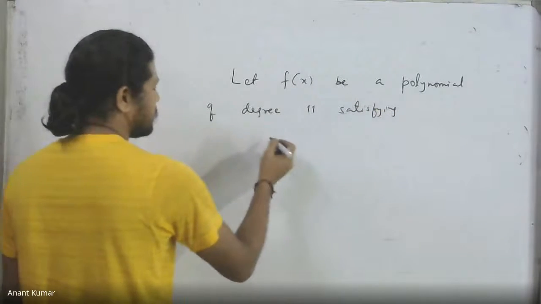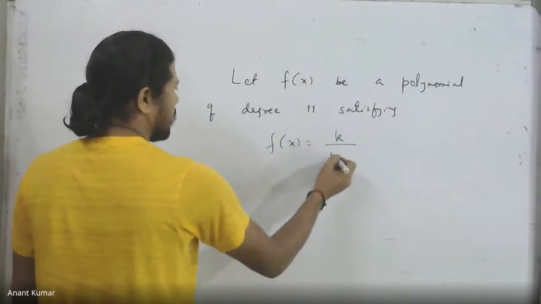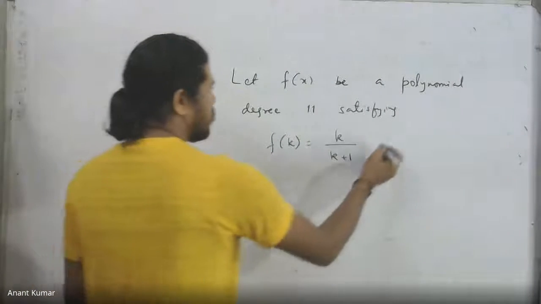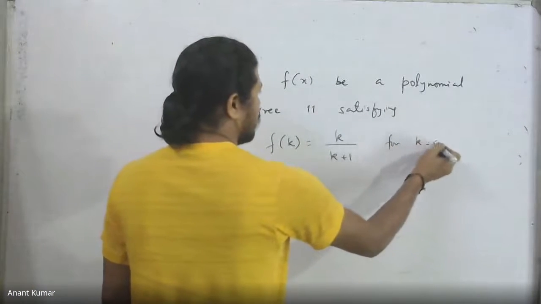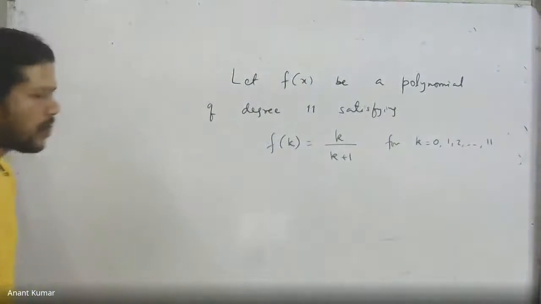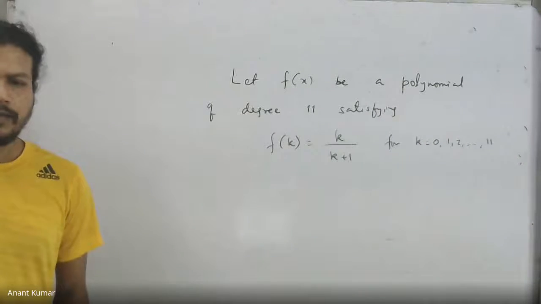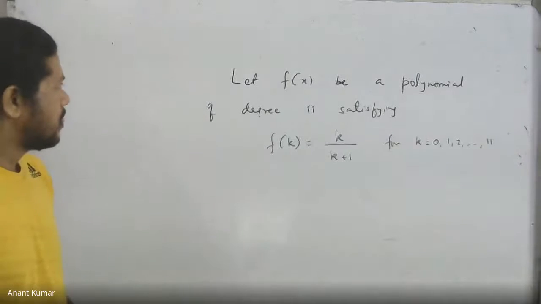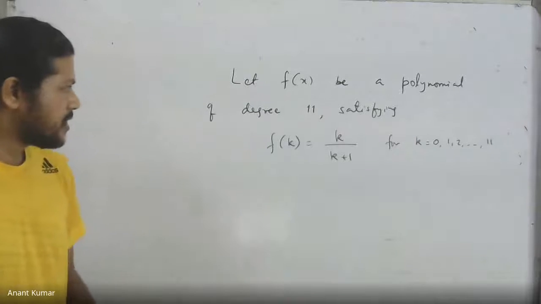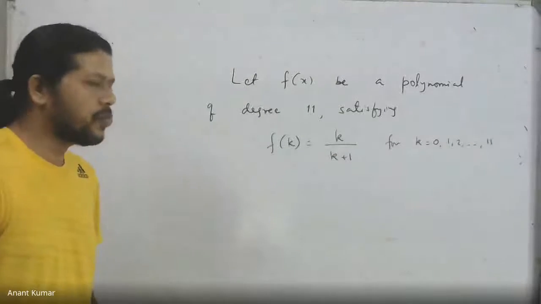That is fine. f(k) = k/(k+1), for k equal to 0, 1, 2 till 11. So it so happens that f(x) is a polynomial of degree 11, and it satisfies the condition that f(k) is equal to k/(k+1), but only for these numbers k equal to 0, 1, 2 till 11.